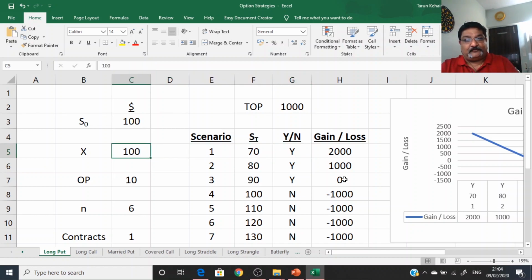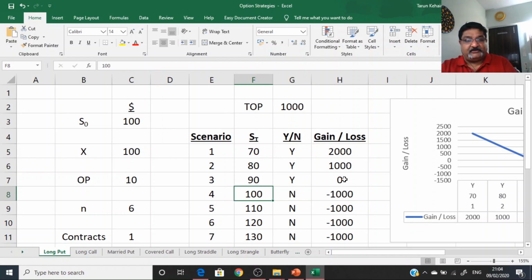He will definitely want to sell the stock at $100 where the market price is only $70, because he is getting a $30 profit per share that he is able to fetch by exercising the put option. Okay, so if you see from 70 onwards until 90, as long as the exercise price is more than the stock price, the investor or the trader will exercise the option.